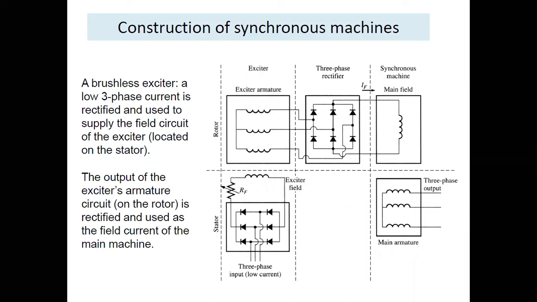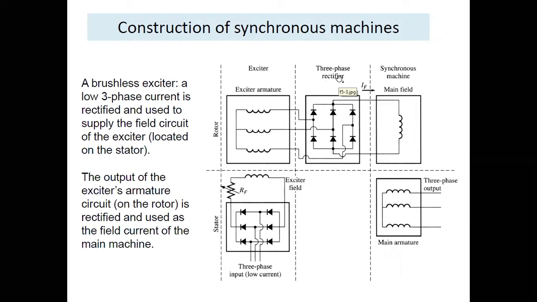synchronous generator. In a brushless exciter, a low three-phase current is rectified and used to supply the field circuit of the exciter located onto the stator. The output of the exciter armature circuit onto the rotor is rectified and used as the field current of the main machine. So this is the exciter, which is the rotor part. Same is the three-phase rectifier.